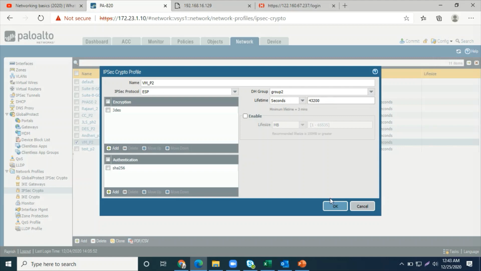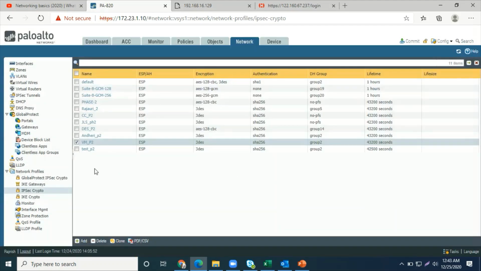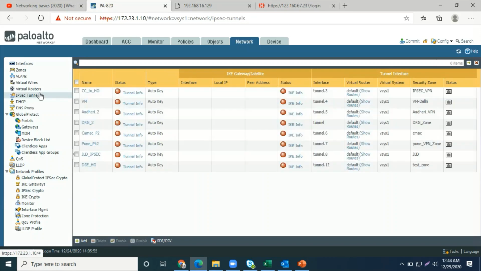For the lifetime value, I already told you that it must be the same on both ends. And then go to the IPsec tunnel.